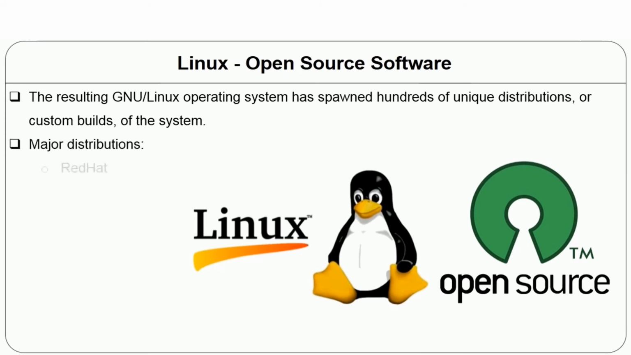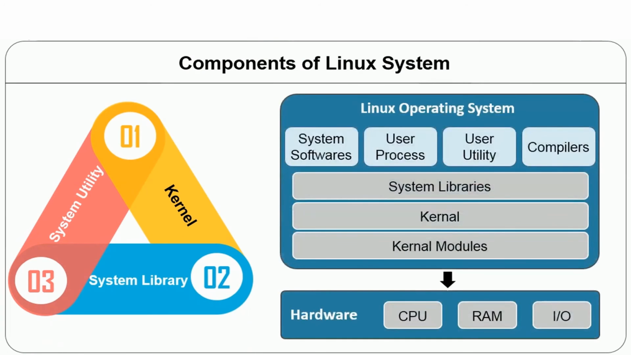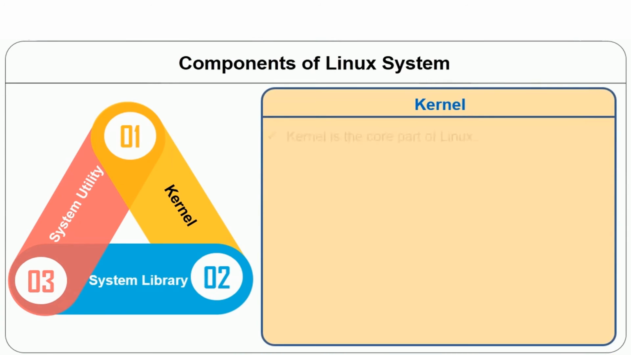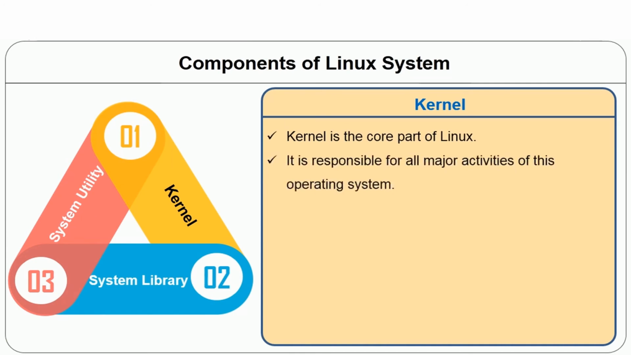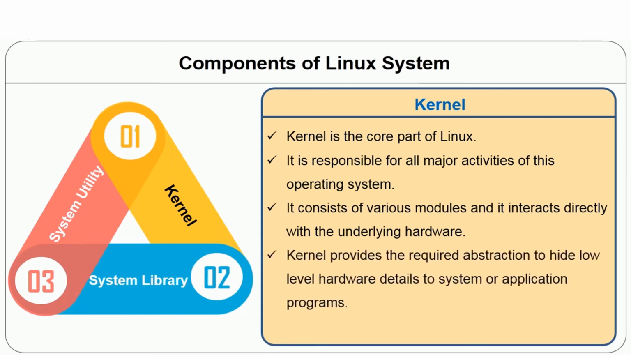Major distributions include Red Hat, SUSE, Fedora, Debian, Slackware, and Ubuntu. Linux operating system has primarily three components: kernel, system library, system utility. Kernel is the core part of Linux. It is responsible for all major activities of this operating system. It consists of various modules and it interacts directly with the underlying hardware. Kernel provides the required abstraction to hide low-level hardware details to system or application programs.